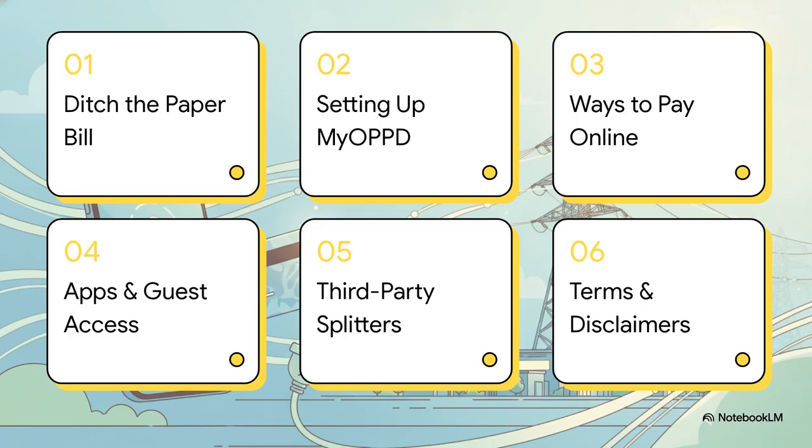Here is our roadmap for today. We'll be covering 1. Ditch the paper bill. 2. Setting up my OPPD. 3. Ways to pay online. 4. Mobile apps and guest access. 5. Third-party payment splitters. And finally, 6. Crucial terms and disclaimers. Let's jump right in.